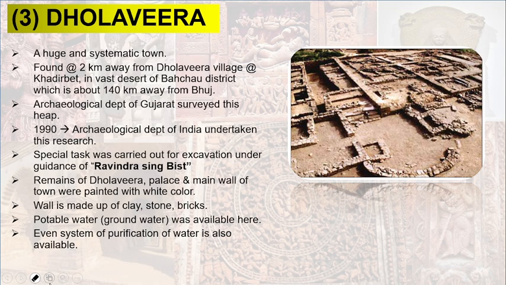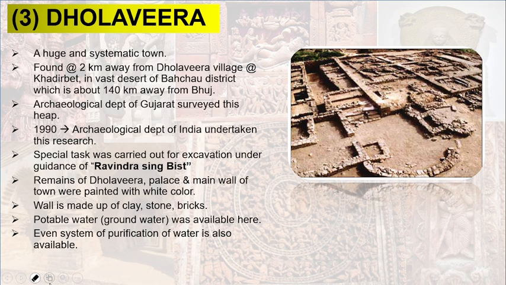The third site is Dholavira. Dholavira is in Kutch district, near Bhuj. It is a huge and systematic town. It is 2 km away from Dholavira village at the Khadir bed, in the vast desert of Kutch district, about 140 km away from Bhuj. Name of the area is Khadir bed, and name of the site is Dholavira.